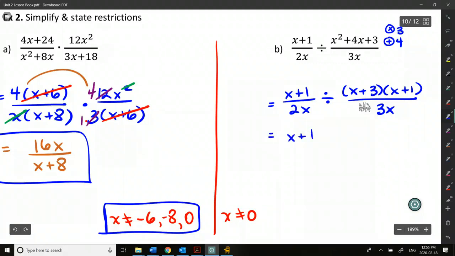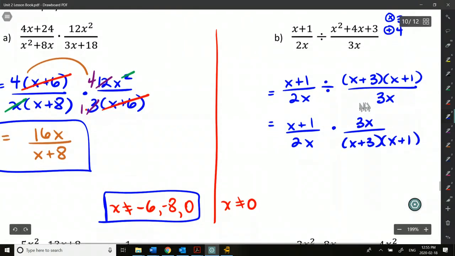Okay, so next step here, we're going to take the second fraction, and we're going to change to multiplication once we flip it. Okay, so now Thomas, negative 3. Now we have to add a couple of restrictions, right? Because we now have just put something new in our denominators. So negative 3, and what else? Negative 1, that's right.